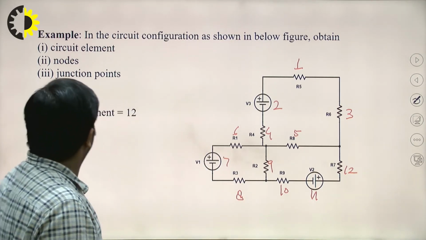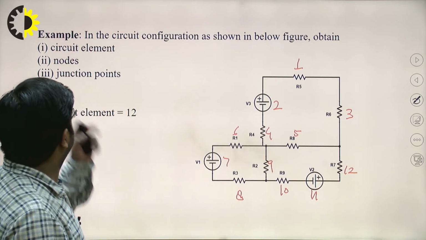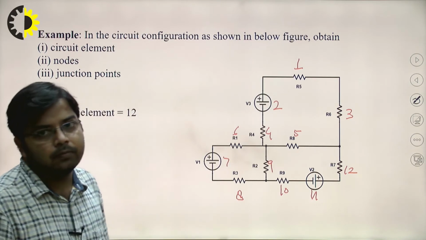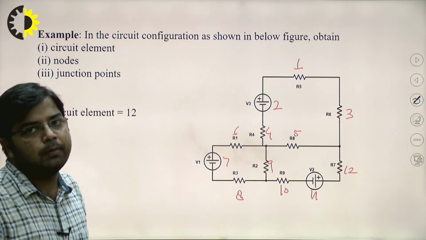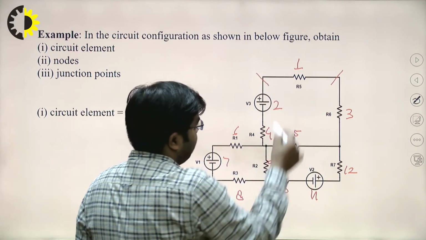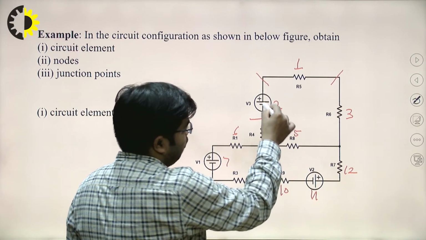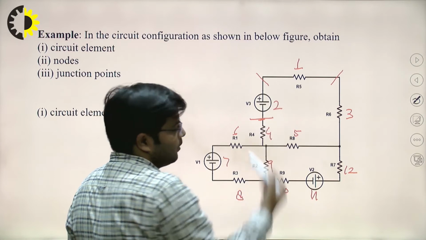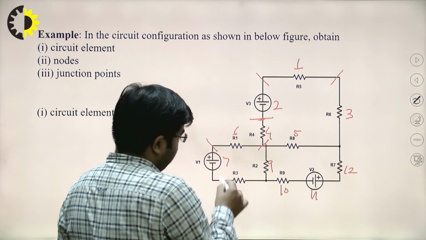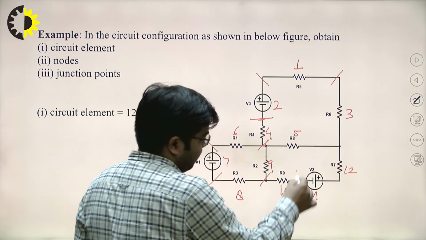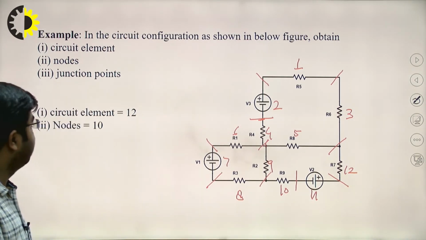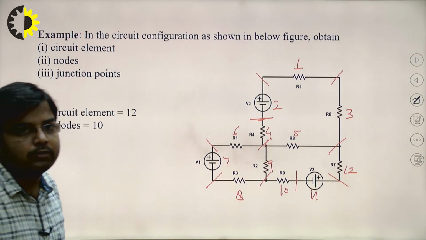Then you can find the nodes. So a node is a point where two elements are connected. So first point, second point, third point, because at this point this voltage source and this resistance are connected. Then fourth point, fifth point, sixth point, 7th point, 8th point, 9th point, 10th point. The total 10 points are there. So 10 nodes.